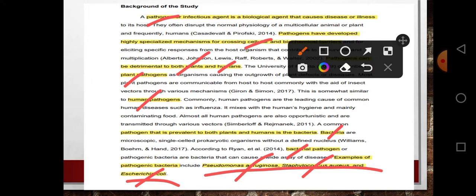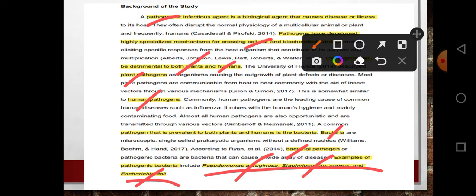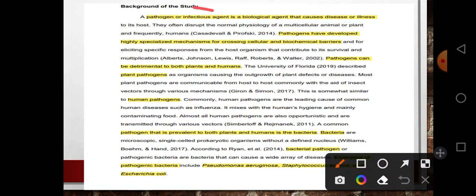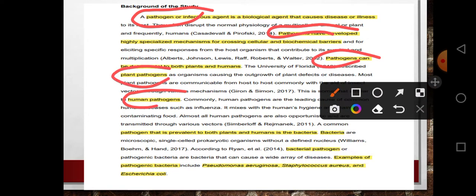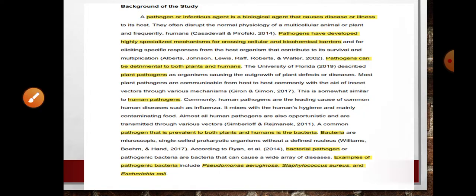So class, what did you observe from these highlighted words? How can you describe the organizational pattern of the topics being discussed in the first paragraph? These highlighted words, class, are actually topics in our first paragraph, and they are organized. But the question is, how was it organized? So let us try to analyze.